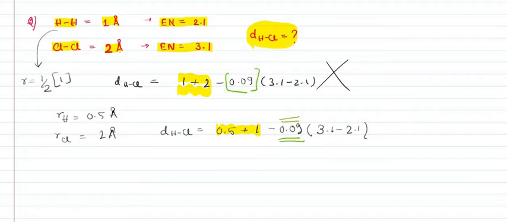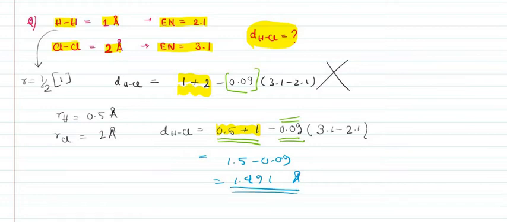Okay, so make sure that if it is given in nanometer or in any other unit, you convert it into angstrom and then apply this formula, right? So now it is a simple calculation. 1.5 minus 0.09 comes out to be 1.491 angstrom, right? This is the distance between H and Cl.